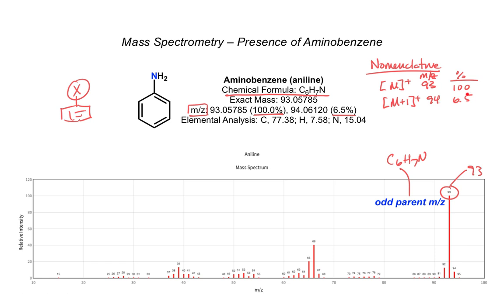And then the third column is you're going to the top of that signal all the way over here and looking at the abundance. So for that parent peak, that's at 100% abundance. You do the same thing for the M plus 1. You draw a line over, and you're sitting at somewhere around 6.5.